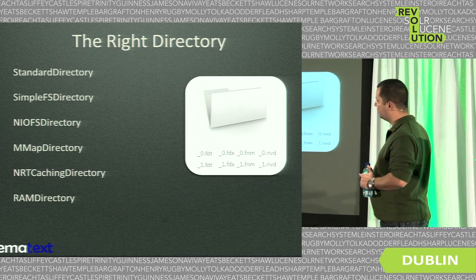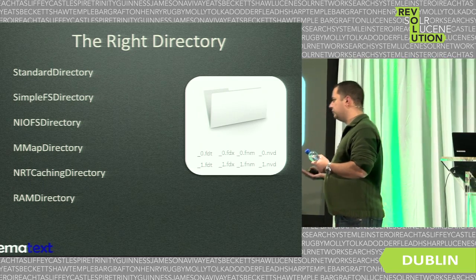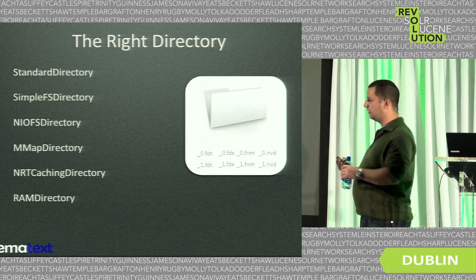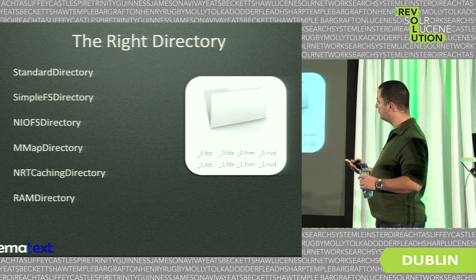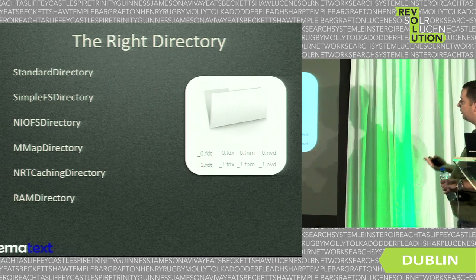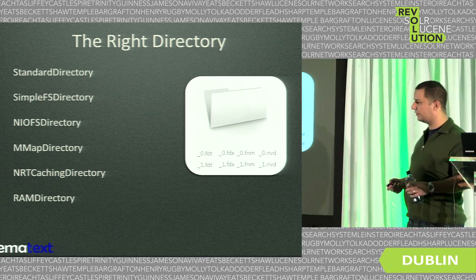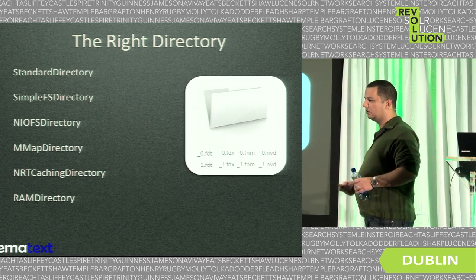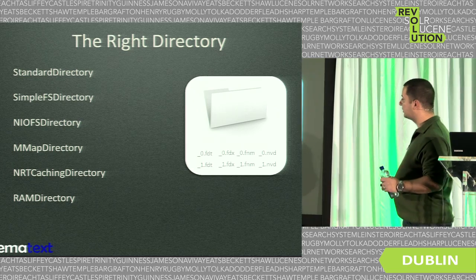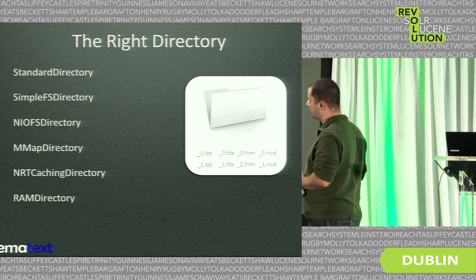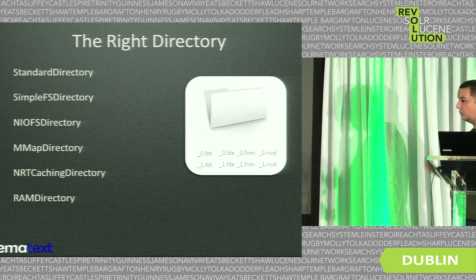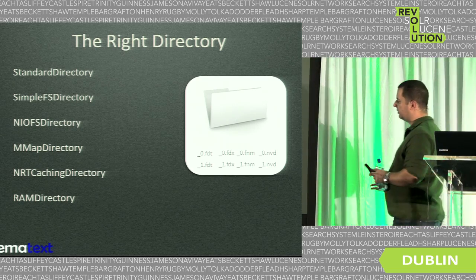And the NIO FS uses the NIO package from Java, and it works quite nicely in Linux environment, however, has issues because of Java bugs. In Windows, we have the standard directory that is quite nice for not too many writes and not too many reads. If you don't have any memory issues, there is an mmap directory that is set to be used for all the deployments actually currently.